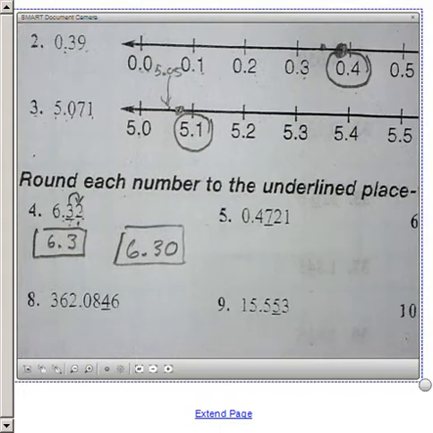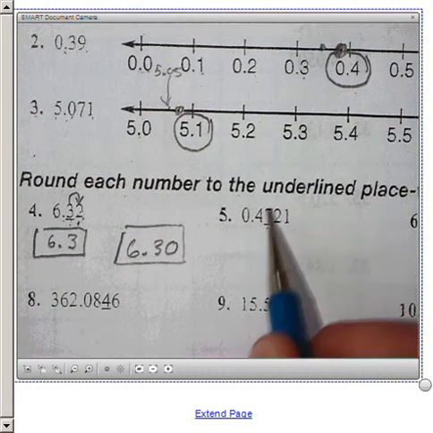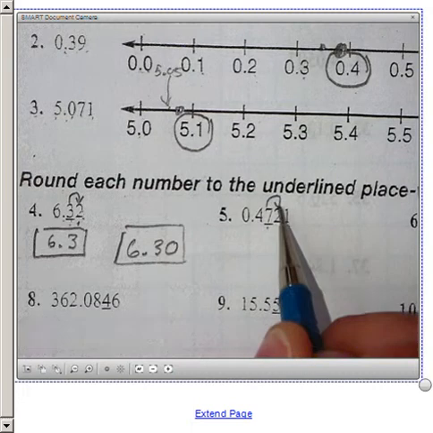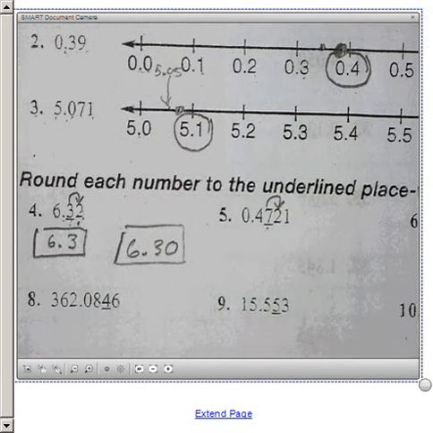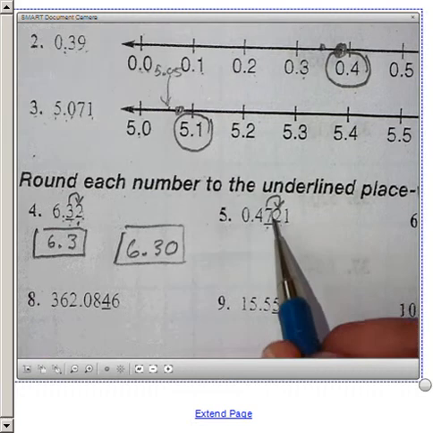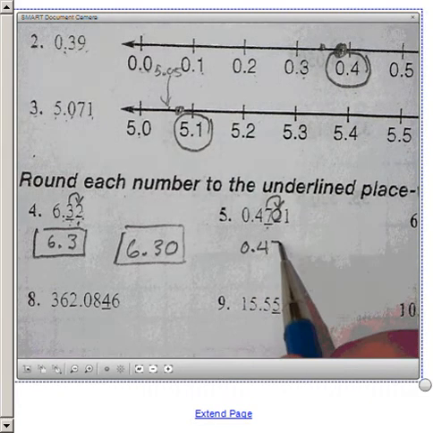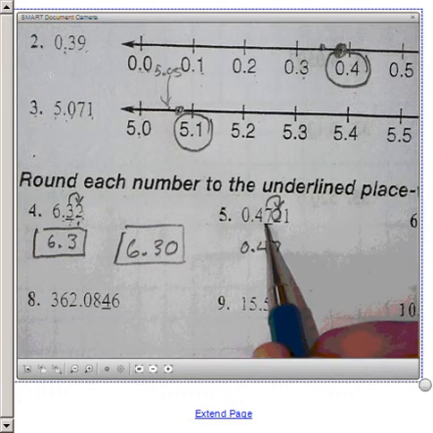Look at the next one, number 5. We're rounding to the underlying number, which is a 7. Look one to the right. Are we rounding down or are we rounding up? We're rounding down again, good. So that 2 becomes a 0, and we're going to have 0.47 because we rounded down. We don't mess with the 7.